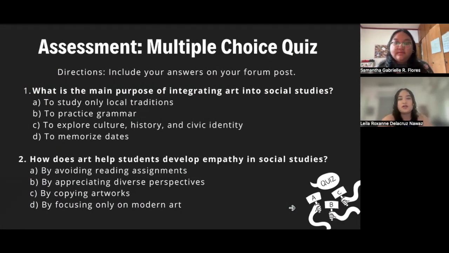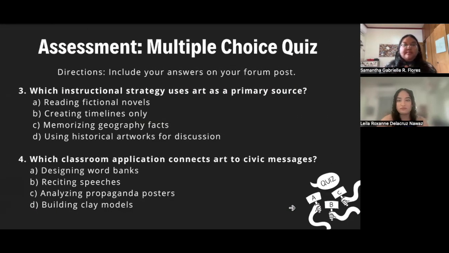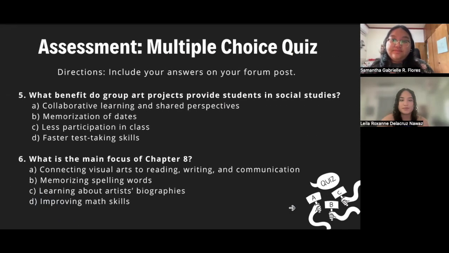And moving on to our assessment. This is a multiple choice quiz. For the first one, what is the main purpose of integrating art into social studies? For two, how does art help students develop empathy in social studies? Number three is which instructional strategy uses art as a primary source? Number four is which classroom application connects art to civic messages? For five, what benefit do group art projects provide students in social studies?